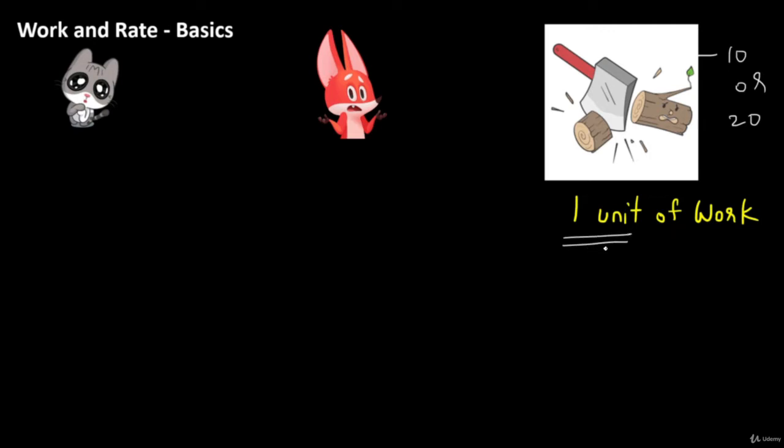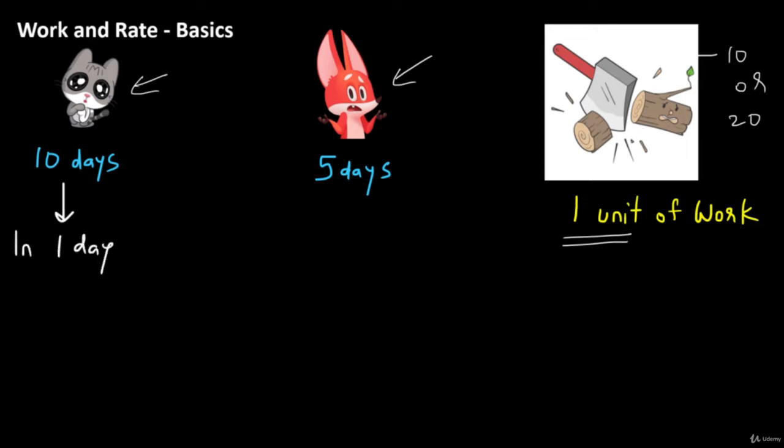Alright, now Mr. Cat by himself can do this piece of work in 10 days. It's also given that Mr. Fox can do the same piece of work by himself in 5 days. Alright, so this means that Mr. Cat in 1 day can complete 1/10th of the work, right? Because he can complete the whole work in 10 days. So in 1 day, he can complete 1/10th of the work.